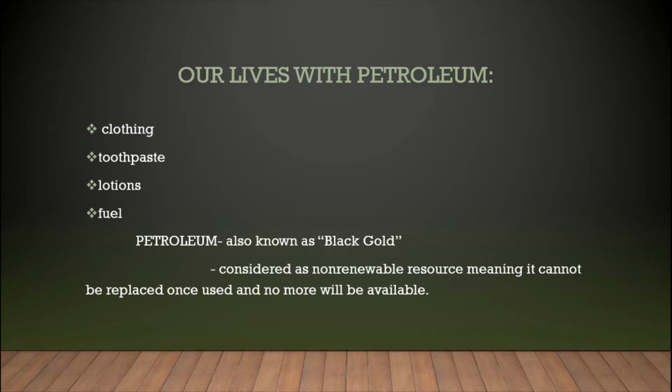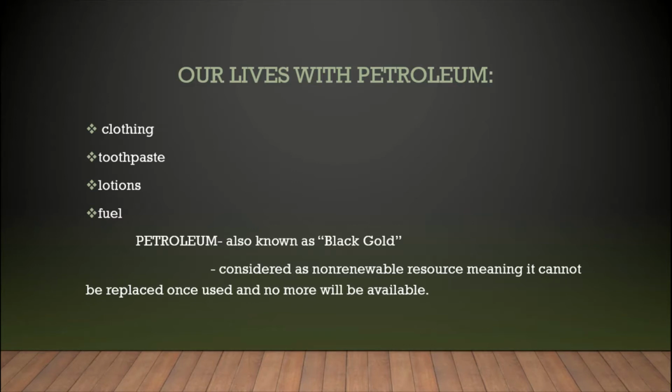Our lives with petroleum. Almost all of our personal necessities such as clothing, toothpaste, lotions, and of course the fuel needed by major modes of transportation are made up of this so-called petroleum, also known as the black gold. Not literally as gold, but because of its color black, but it can be green, yellow, red, or even odorless. And it is very important in our daily lives.